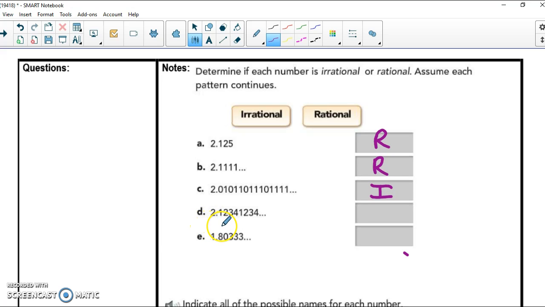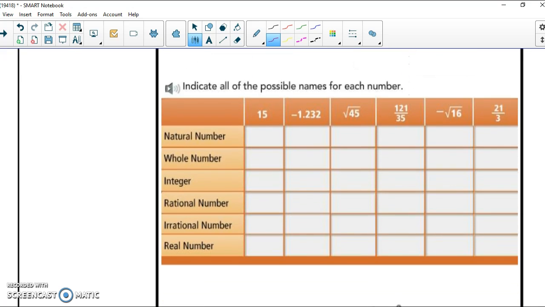On letter D, I see a repeating pattern. The 1, 2, 3, 4 is repeating, therefore it is rational. And on letter E, 1.80333, and I can see that the 3 is going to repeat, therefore it is rational.